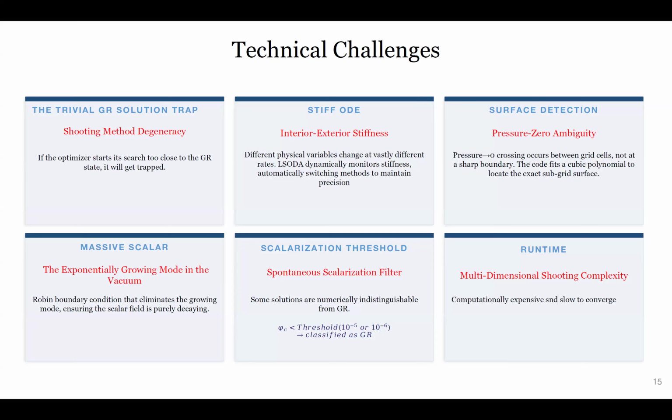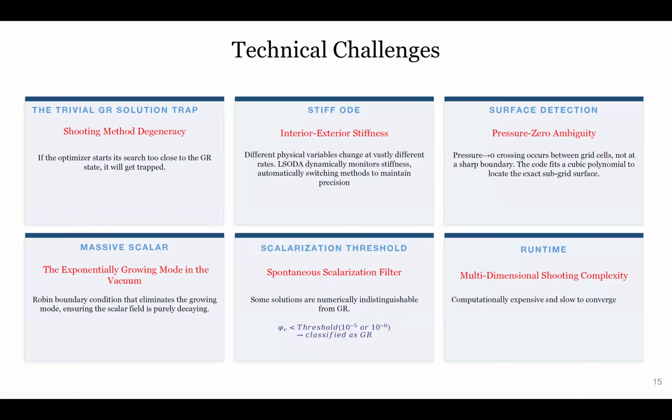The second one was the interior-exterior stiffness, because different variables vary differently. Some vary linearly, some vary exponentially. Based on that, we required an integrator, a function that monitors the stiffness. For that reason, I have used the LSODA function. There was also the pressure zero ambiguity, which I solved by going into the subgrid level using the energy density gradient.